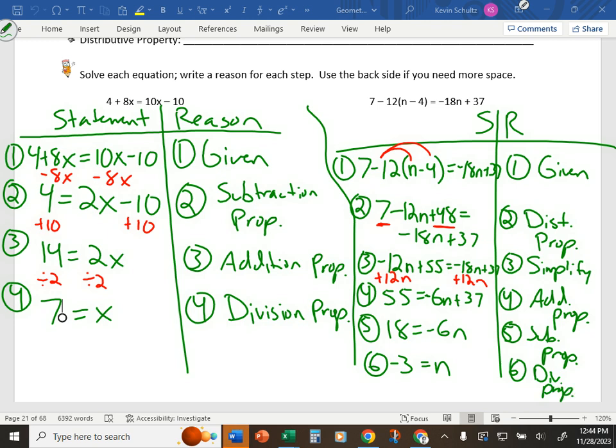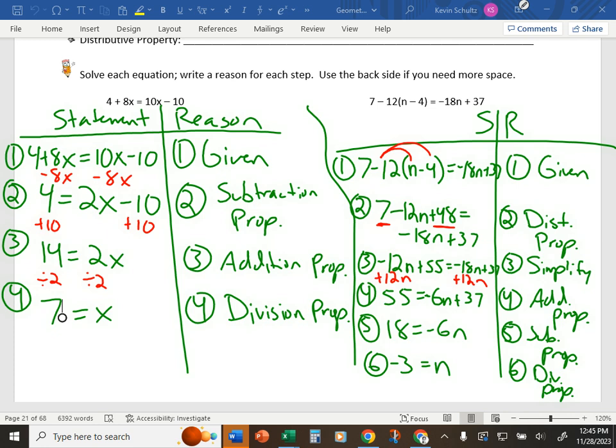Wait, so n equals negative 3? Yes, Chase. Would we lose points if we do them in a different order than you? No. If you move your constant over first and then move the variables, that doesn't make a difference.